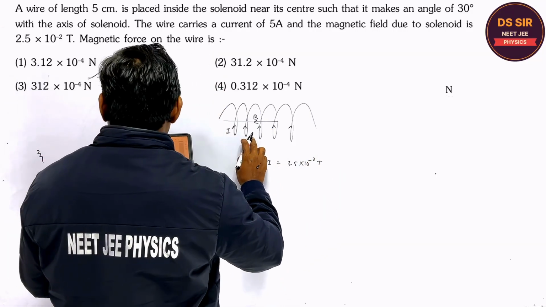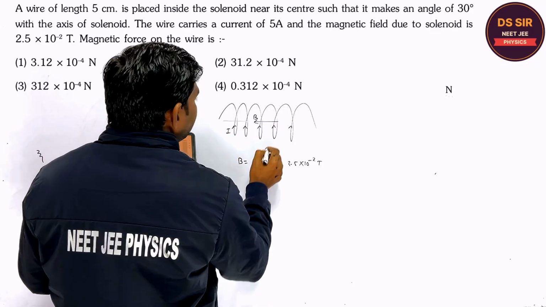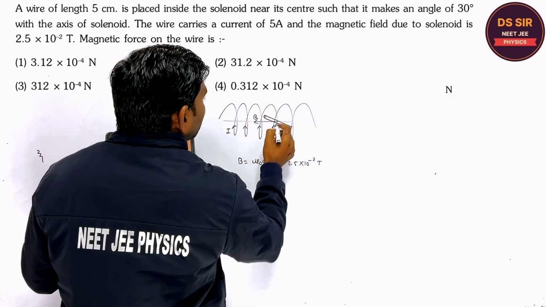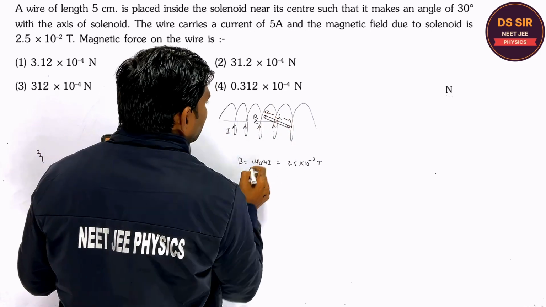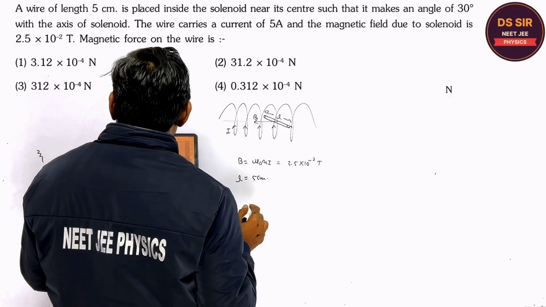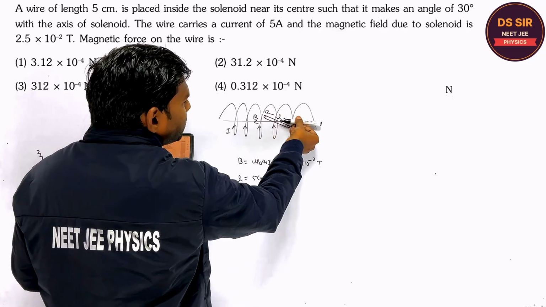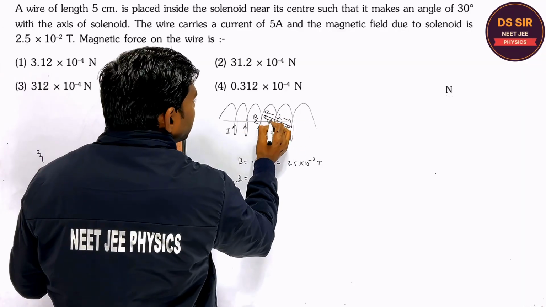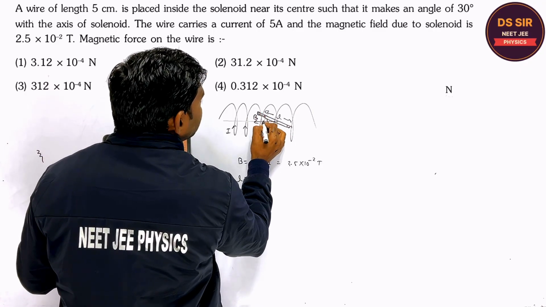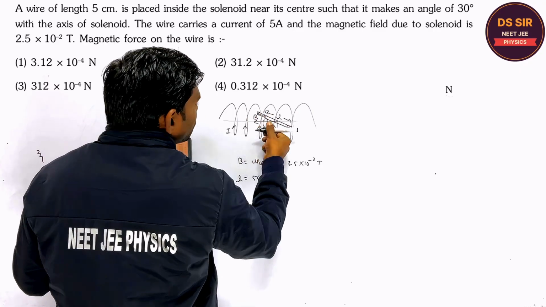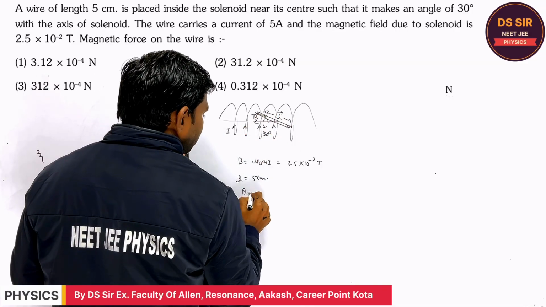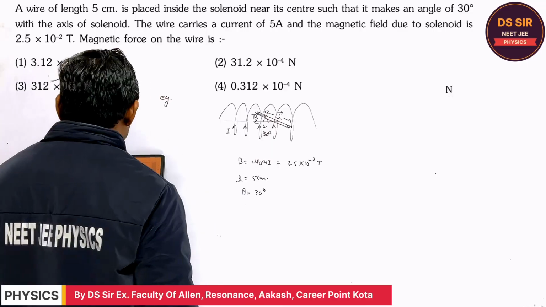Now a wire is placed over there. Suppose this is the wire, right? This is the wire. What is the length of this wire given in the question? 5 centimeter. It makes an angle 30 degree with the axis of the solenoid. This is the axis of the solenoid. And what is this angle, you tell? 30 degree. This angle is 30 degree. So the magnetic field and the length vector are inclined at 30 degree. Is it clear or not?